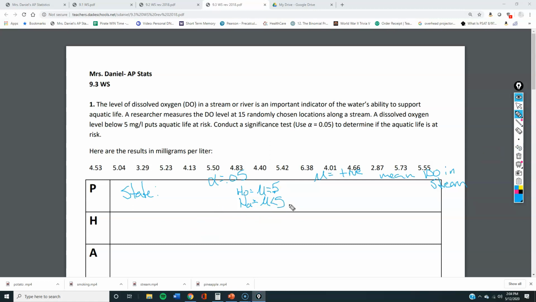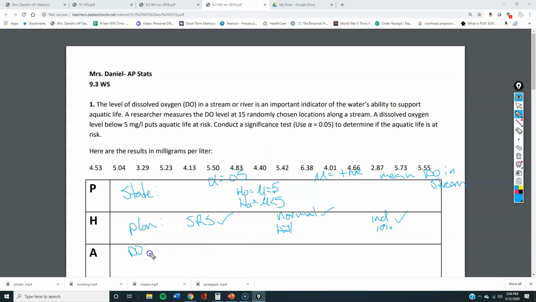All right, let's do it, y'all. Plan. Is it a simple random sample? Yes. Is it normal? Well, it's less than 30, so we actually have to dot plot it or box plot it, and it is. Look at the data. It shows no outliers or skewedness. Is it independent? Is that less than 10% of all the samples you can take in the stream? Oh, yes, it is. You could take 1,000,000. There's so much water in there.